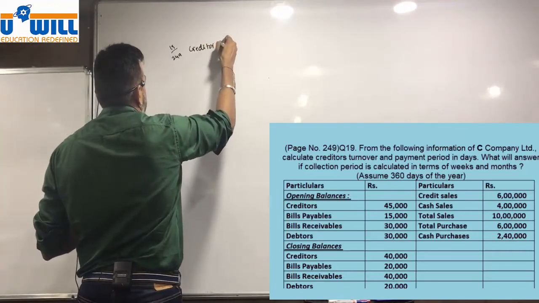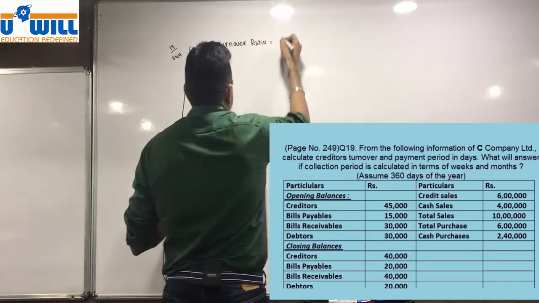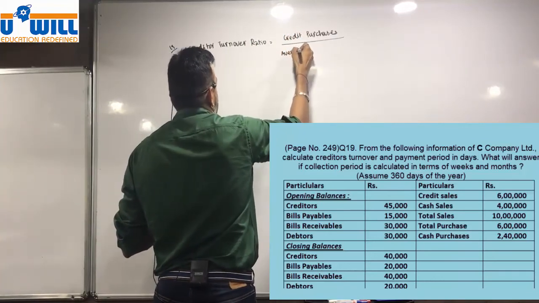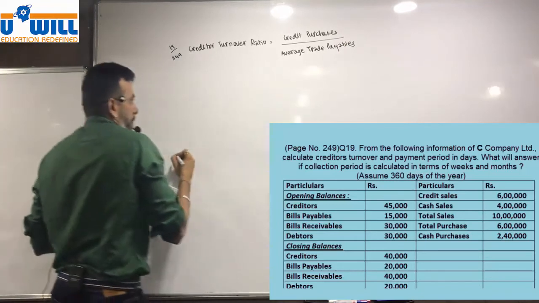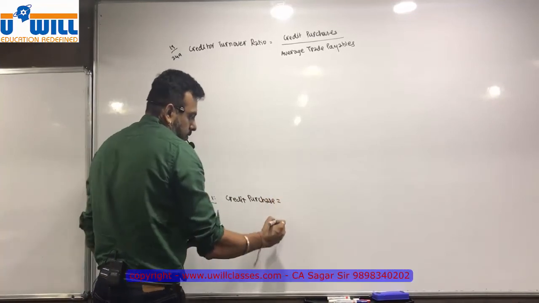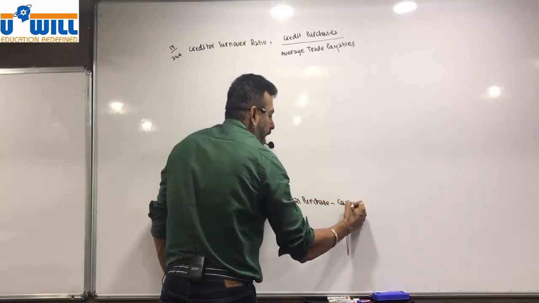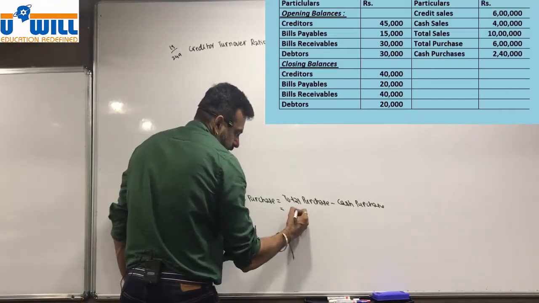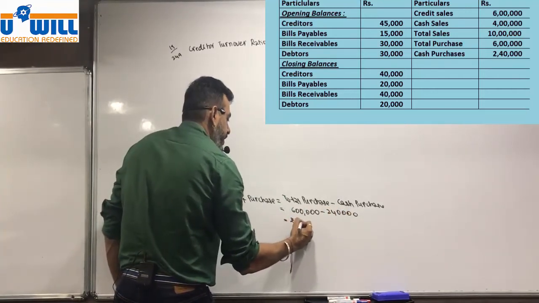So write the formula. Creditor turnover ratio is equal to credit purchases upon average trade payables. Working note 1, credit purchase is equal to total purchase minus cash purchase, which is equal to 6 lakh minus 2,40,000 rupees, 3,60,000.